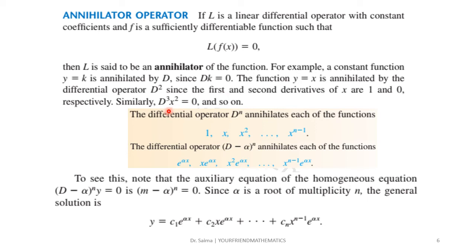Similarly, by taking 3 times the derivative of x squared, we get 0. So in general, we can write that the differential operator D raised to power n annihilates the function x raised to power n minus 1, and also others which have less power than x to the n minus 1.